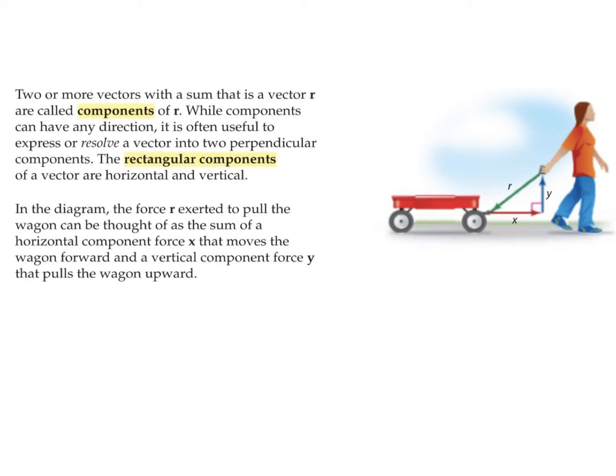So for example, in this piece, you have R, which is the force exerted to pull the wagon. That's the sum of the horizontal component X and the vertical component Y. So we are going to get into solving that. If you see, it makes a right triangle, so we'll be able to use trig functions to work on that. All right, so you don't necessarily need to write this down. I think the next example is going to take care of understanding more pieces to it.